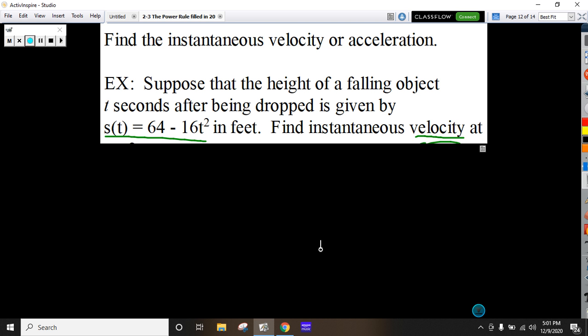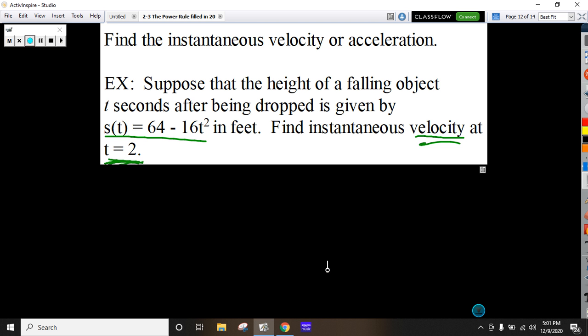So for these next couple examples, we're just going to find instantaneous velocity or acceleration. You should have your note packet, so I'll just read through this. This is the height of a falling object given by this position function in feet. We're finding just the instantaneous velocity at 2. So what we have to do with this one is use the power rule with our position function to find the overall derivative.